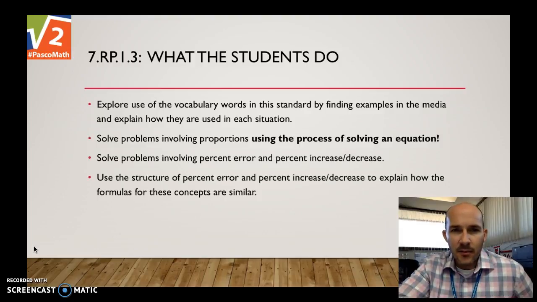Solve problems involving proportions using the process of solving an equation. So again, I hear a lot of times, you just cross multiply and divide, and that's not adhering to the precision. That's just answer getting at this point. They know how to solve an equation, and we need to put emphasis on what that means in this situation. They need to solve problems involving percent error and percent increase and decrease, and then use the structure of percent error and percent increase and decrease to explain how those formulas for these concepts are similar.